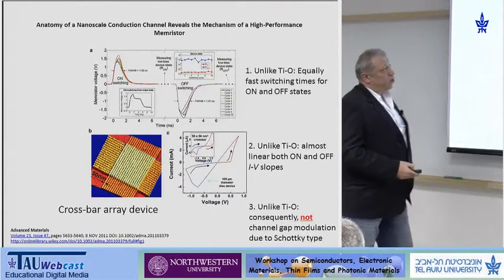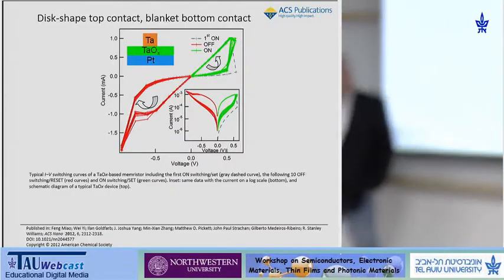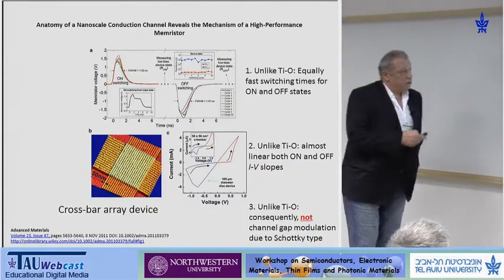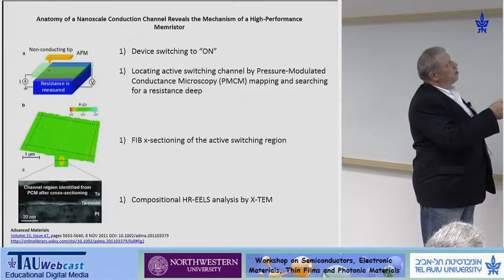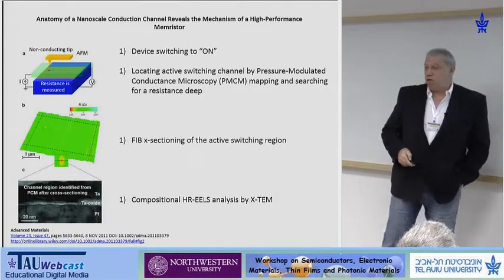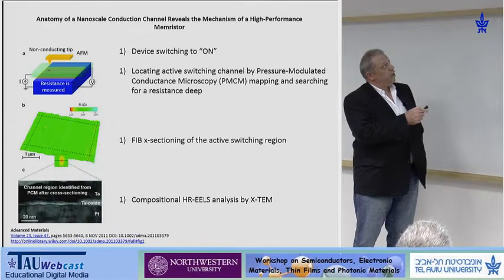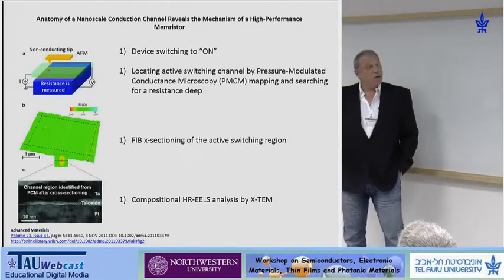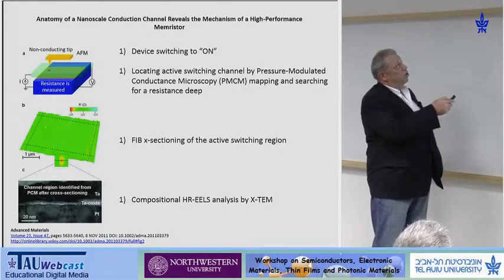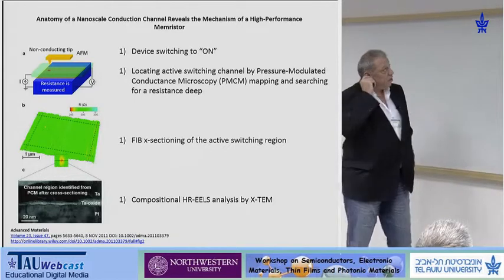The way to do it, we can switch the device to the on state, and then we can take it to TEM. This is the device, by the way. We can locate the channel using the so-called pressure-modulated conductance microscopy. In this method, we measure the resistance of our oxide layer, and we scan it with a non-conducting AFM tip, which just applies pressure. When it gets to the conducting channel, the one used for switching, there will be a resistivity dip.